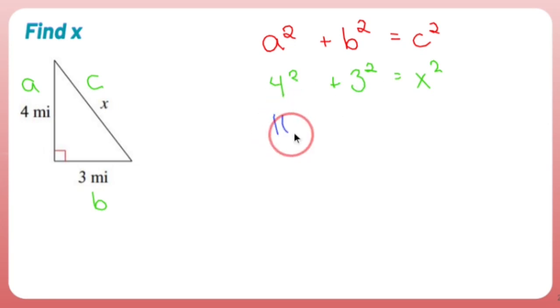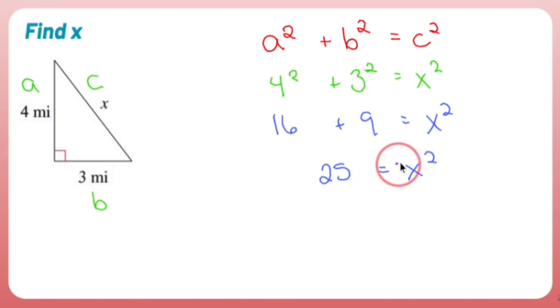4 squared is 16, plus 3 squared is 9, still equals x squared. If you can combine like terms, combine them. 16 plus 9 is 25. 25 equals x squared. Now, I didn't find x yet. I have x squared. And in order to get rid of that squared, I have to square root both sides.